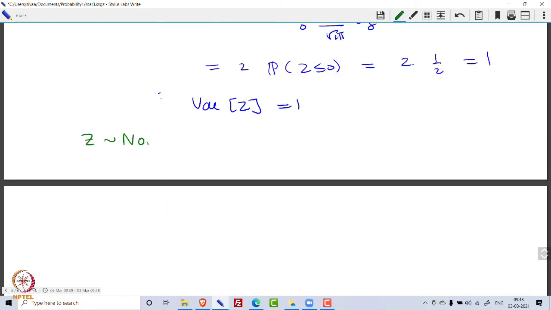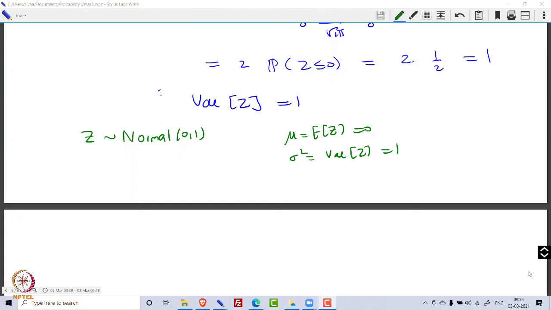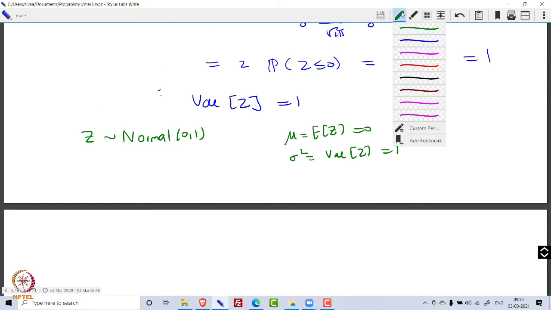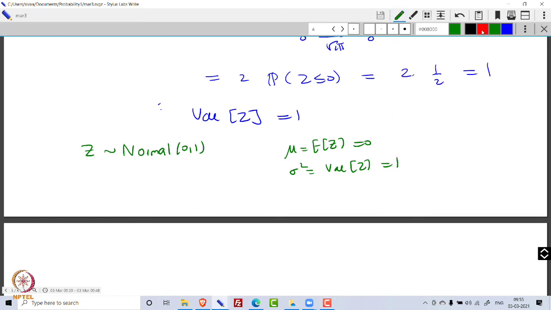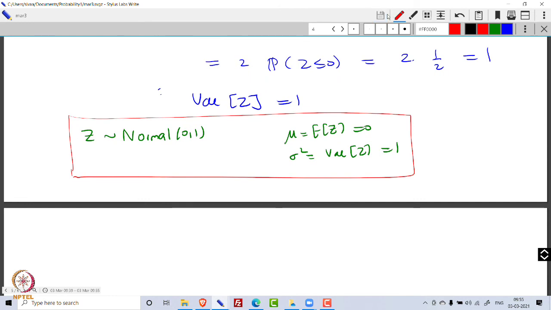Z is normal 0, 1 means that actually mu, which is the mean of z, is in fact equal to 0, and sigma squared, the variance of z, is in fact equal to 1. So we have shown now that if z is normal 0, 1, then the 0 and the 1 can refer to the mean and the variance. In general, how do you observe this?